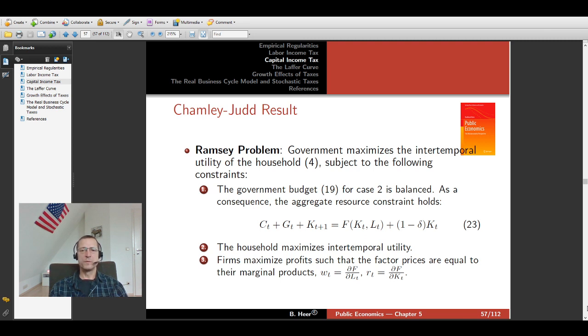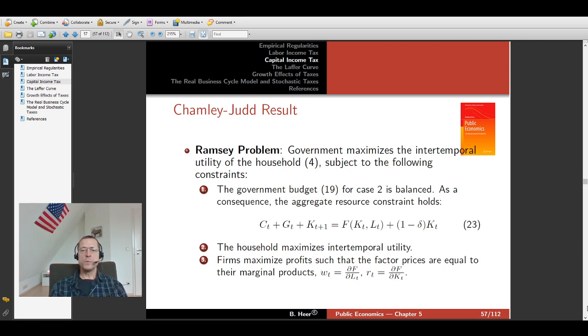Now let's study the Ramsey problem. The Ramsey problem is the following second best optimum. The government is benevolent and just wants to maximize the intertemporal utility of the household. And the constraint of the government now is the resource constraint as given by equation 23. So total consumption, private C_t and public G_t, plus next period capital stock K_t+1 is equal to production F of K_t, L_t and capital stock minus depreciation, 1 minus delta times K_t.